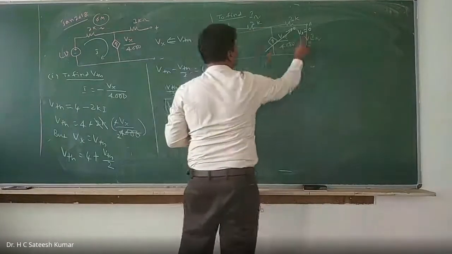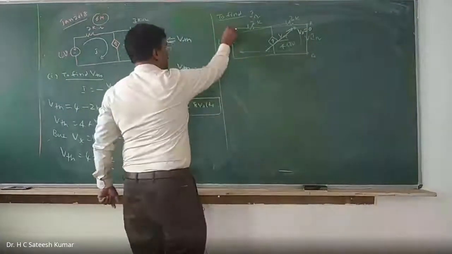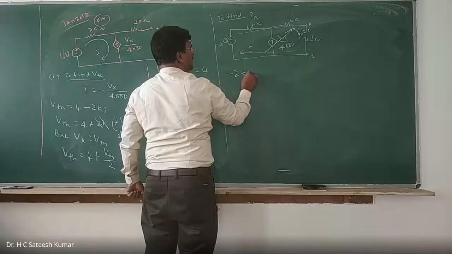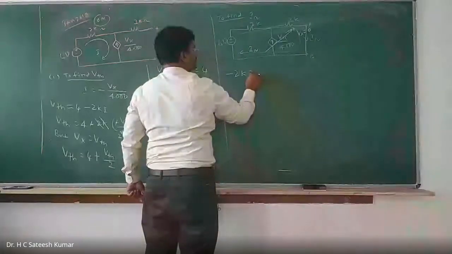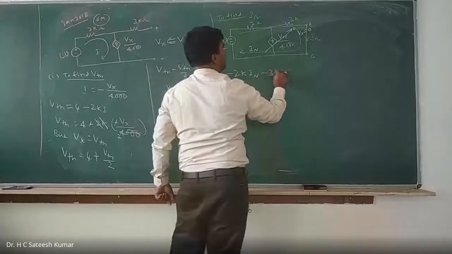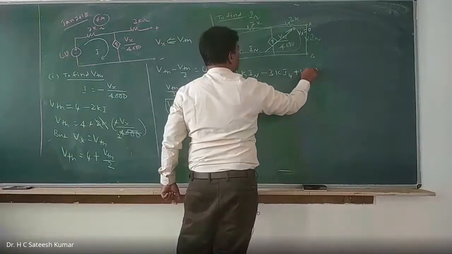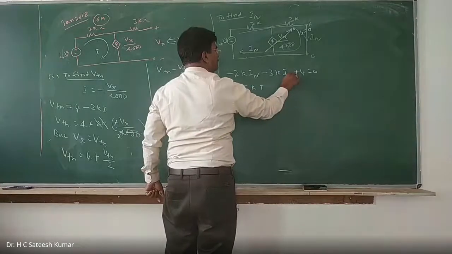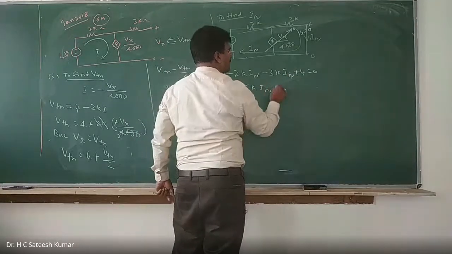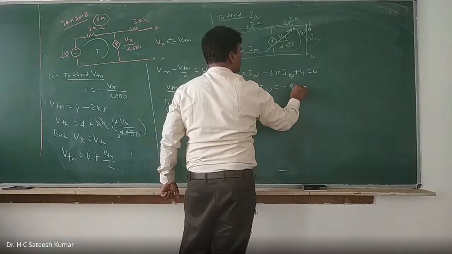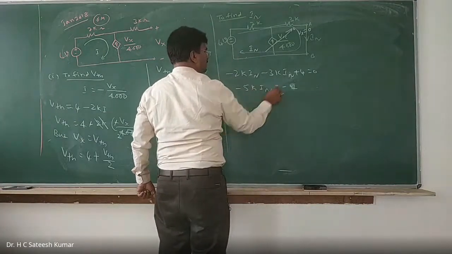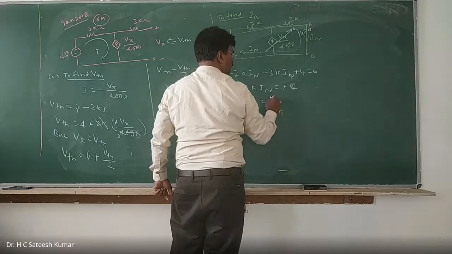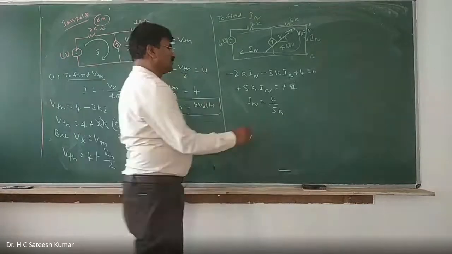Now you find out the current. Start from this point, minus 2k into I, you call it as I, or IN, no problem. Minus 2k into IN, minus 3k into IN, plus 4 is equal to 0. Minus 2k, minus 3k, minus 5k into IN is equal to minus 4, and minus minus gets cancelled. IN is equal to 4 divided by 5k. 4 by 5, 0.8, 0.8 milliamps.